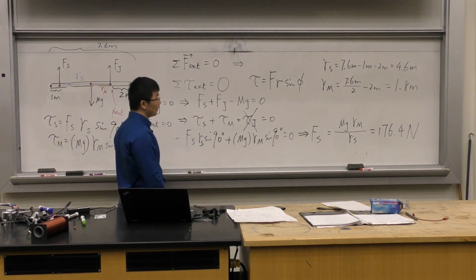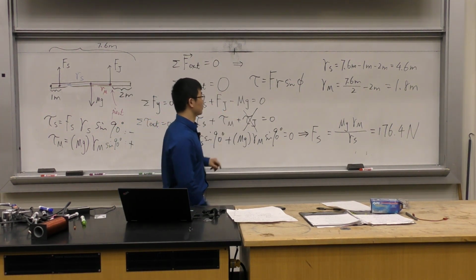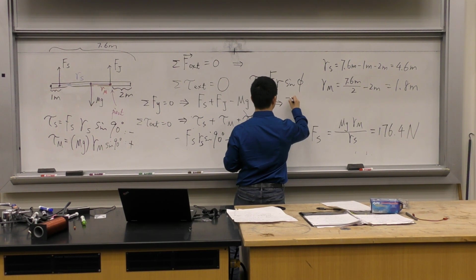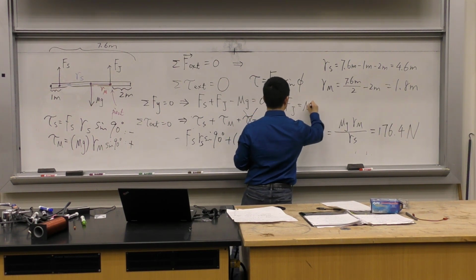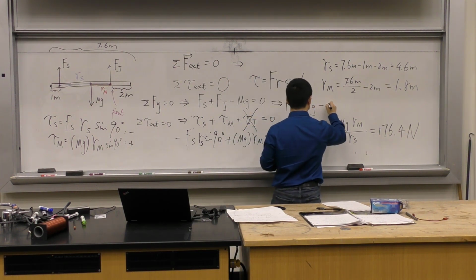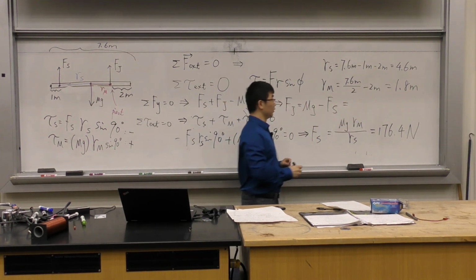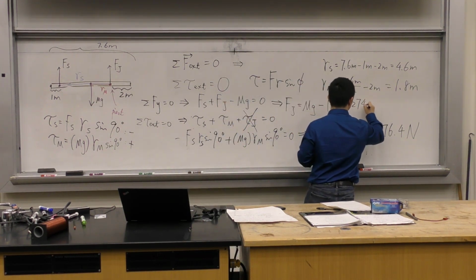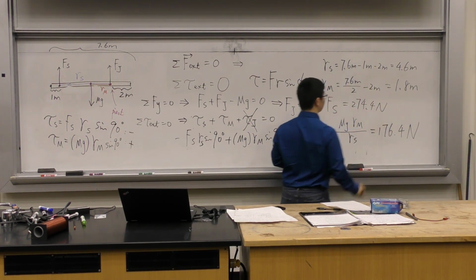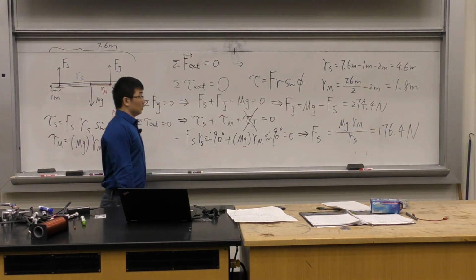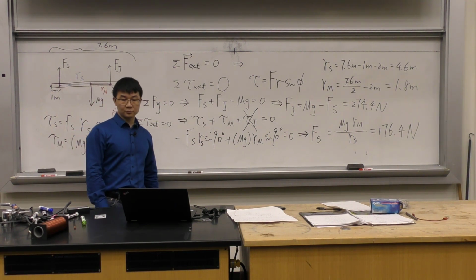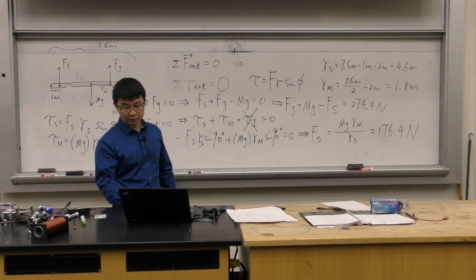Okay? And then you just plug it back into this equation. You can find the force from Joe. It's going to be the total gravity of this beam minus the force from Sam, right? That's going to be 274.4 newtons. Okay, so the right answer is D. Did you get the right answer?